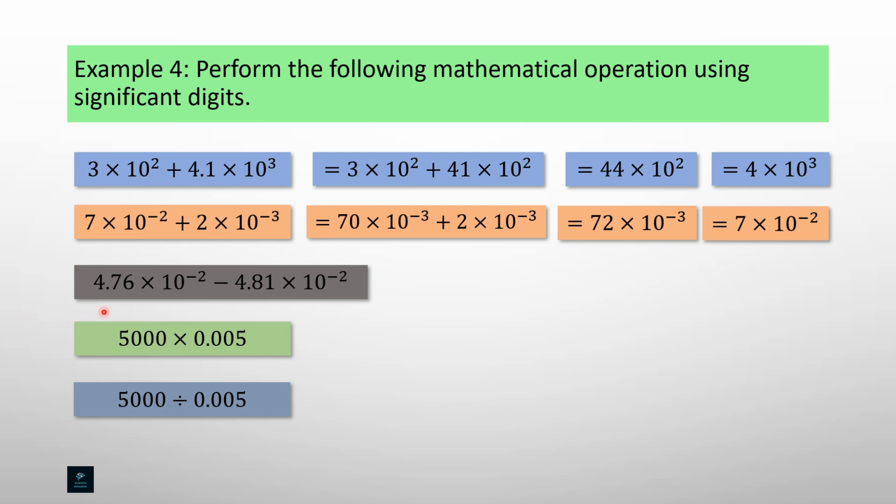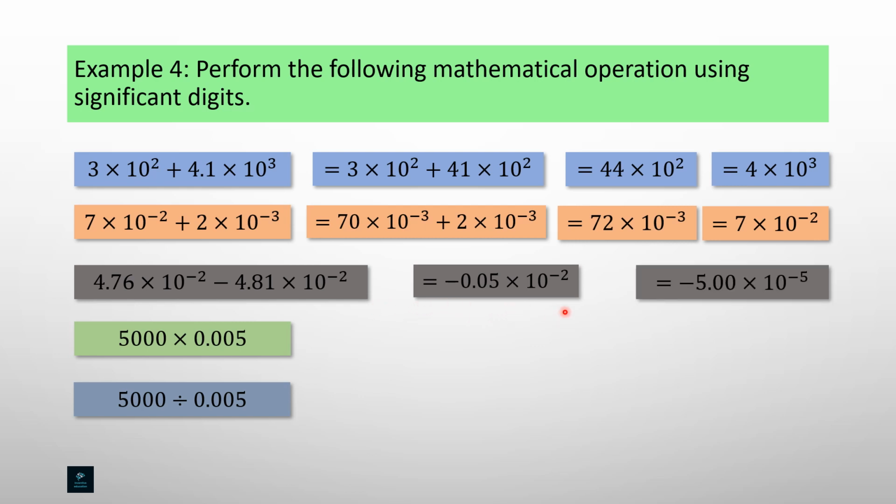In this third expression here, we have both terms having three significant digits and the exponent terms are also matching. Therefore, taking the difference of the base terms, we get minus 0.005 times 10 to the power minus 2, which is equal to minus 5.00 times 10 to the power minus 5.